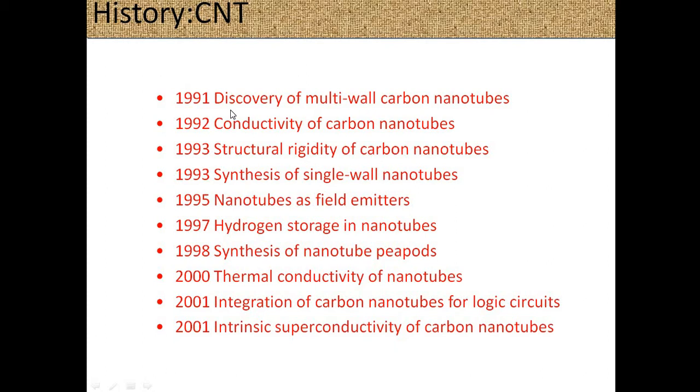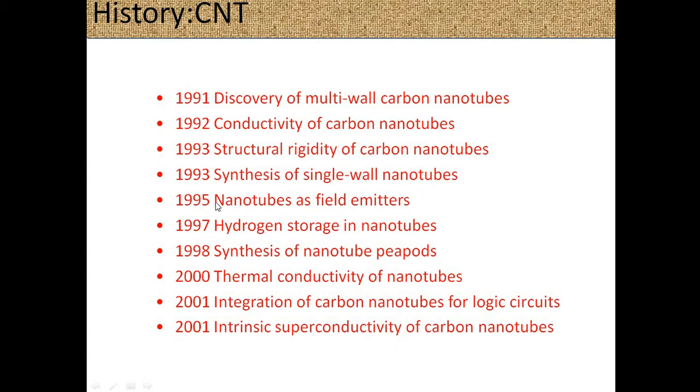So now we'll discuss the history of CNT. In 1991, there was the first discovery of multi-wall carbon nanotube, accidentally, by Sumio Iijima. Then in 1992, the conductivity of carbon nanotube was discovered. Then in 1993, the structural rigidity of carbon nanotube was found. Then in 1993 again, synthesis of single-wall nanotube was done successfully.